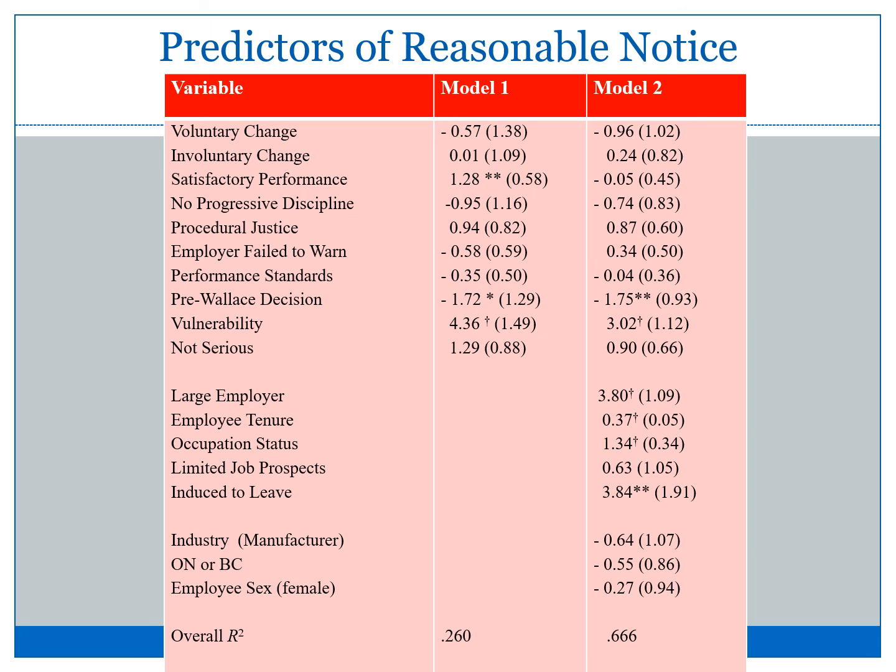Occupational status also could add as much as 5 months for more serious or senior employees. And being induced to leave, as Wallace was, can add up to 4 months to the reasonable notice period.